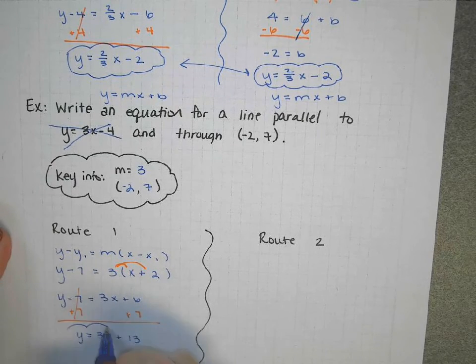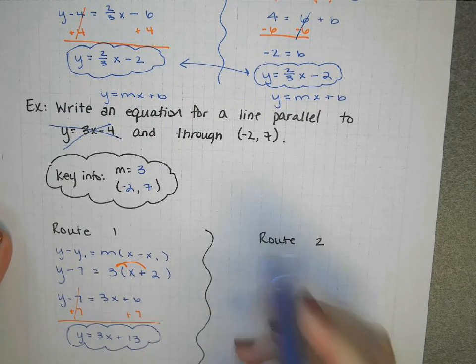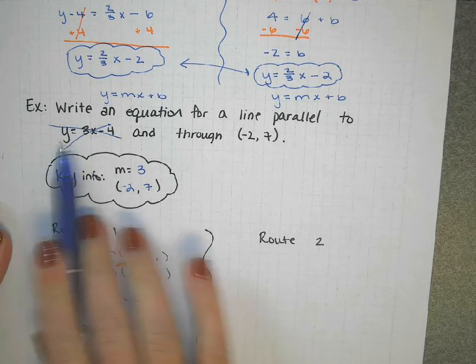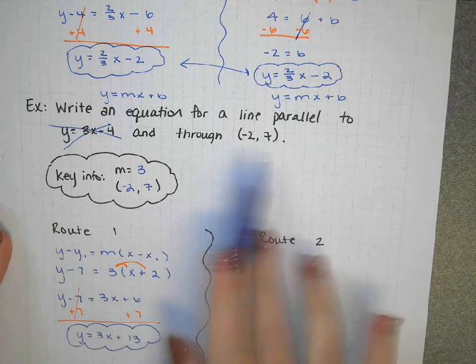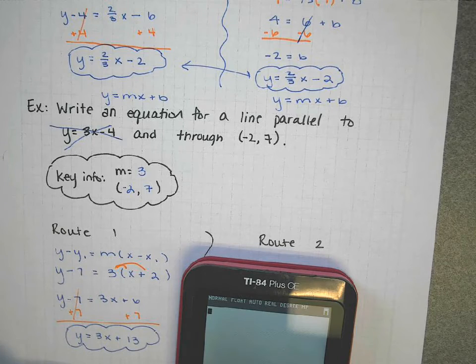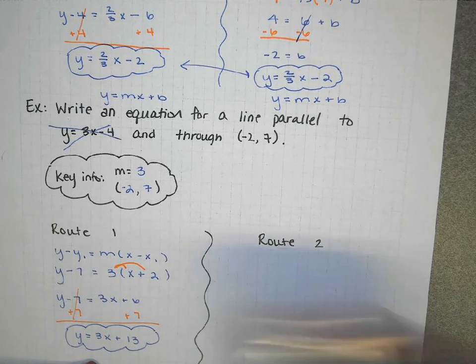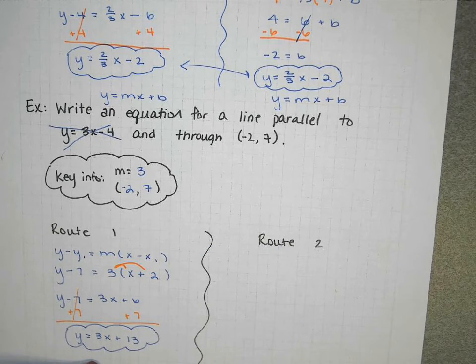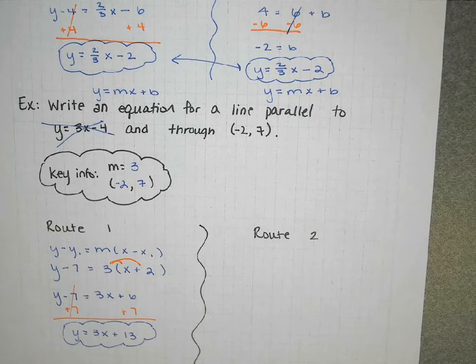Now, that is the equation for the line that is parallel to that first equation, but it goes through this point. Now, we got to make sure that it goes through that point. So let's plug it in. If I plug in -2, 3 times -2 plus 13, I should get 7, and I do. So make sure your equation actually works, okay? Now when I do it the second way, I'm not going to have to check it again because I already did it. You do not have to do it both ways every time. I am showing you both ways right now so that way you have the choice, okay?